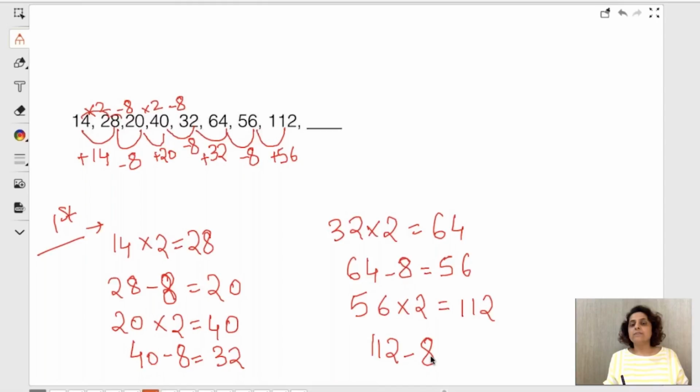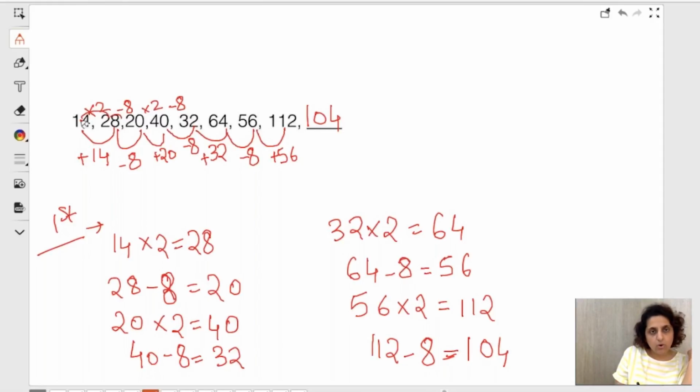Then 112, we subtract 8 to get the next number, that is 112 minus 8. What we are going to get is 104. So the next number in this series would be 104. Alright, so this is the first way. I'm going to tell you one more way of solving the same series. First method, is it clear?